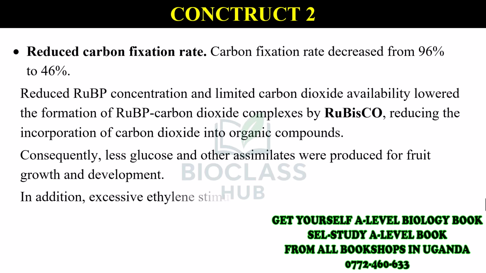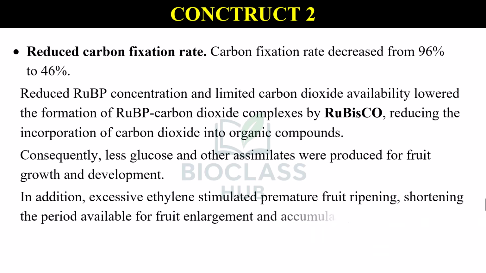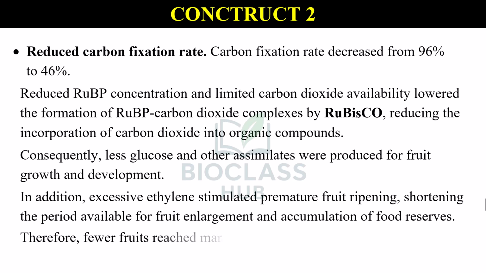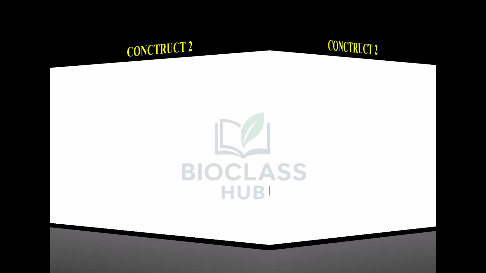In addition, excessive ethylene stimulated premature fruit ripening, shortening the period available for fruit enlargement and accumulation of food reserves. Therefore, fewer fruits reached market maturity, 39 compared to 88%, resulting in reduced yields.